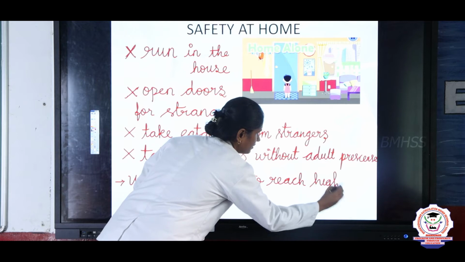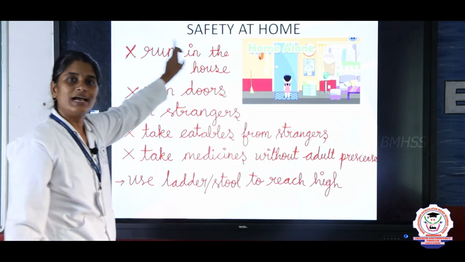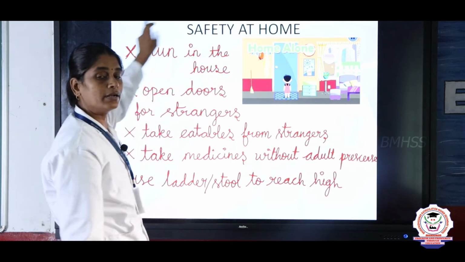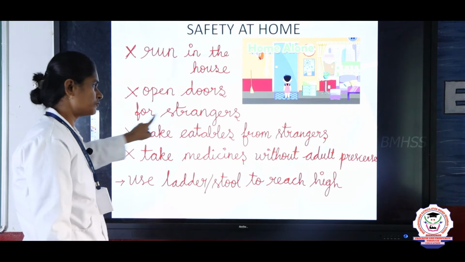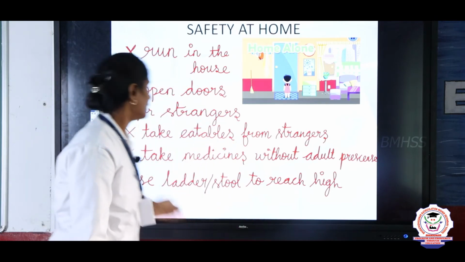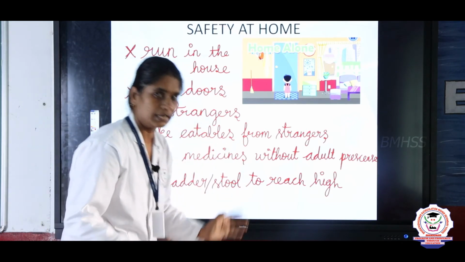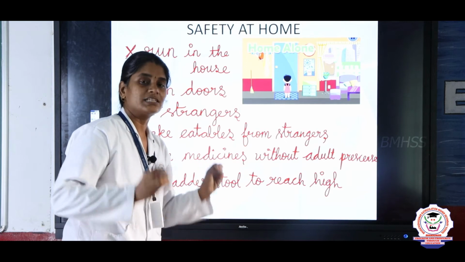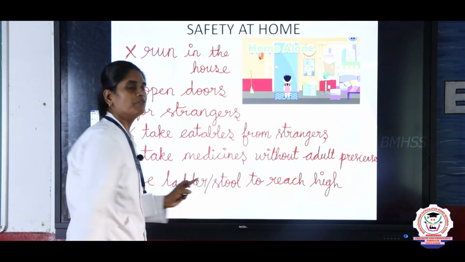So, what are the safety rules that you must follow at home? First thing, do not run in the house, and then do not open doors for strangers. So, never open the door for unknown people, and do not take eatables from strangers. So, do not accept any eatable or any presents or gifts from an unknown person, and do not take medicine without an adult's presence.